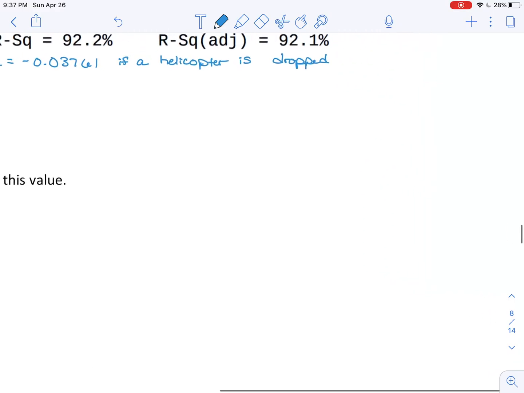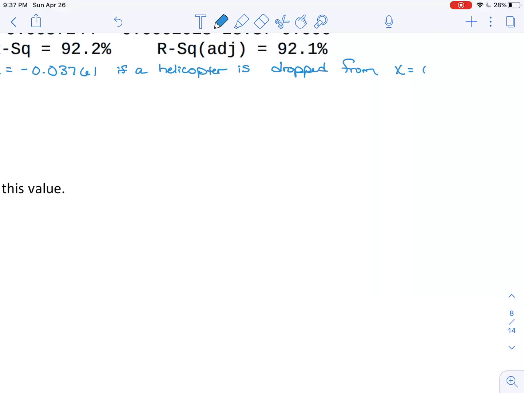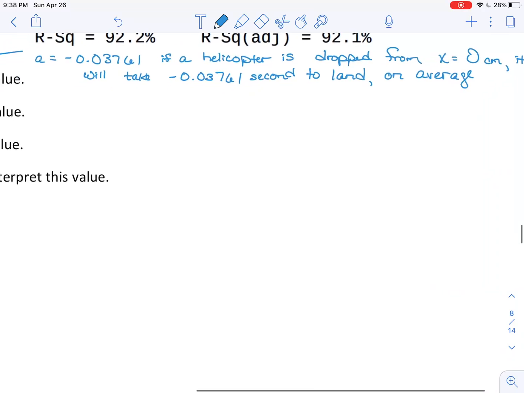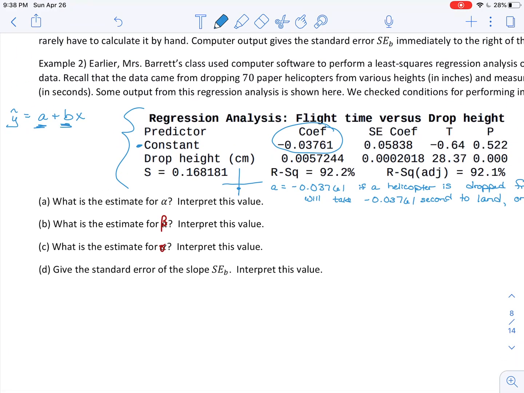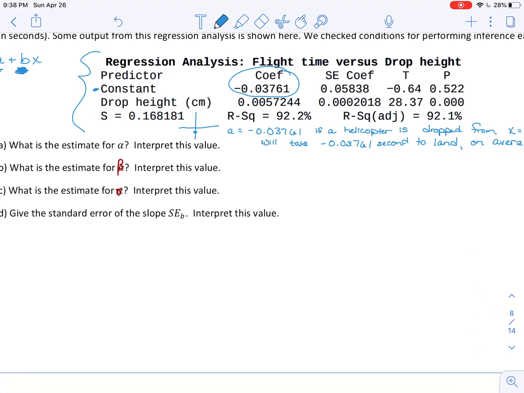So if a helicopter is dropped from 0 centimeters, so an x value of 0, it will take negative about 4/100ths of a second to land. Now, I'm going to put that this is what it's going to take on average. Remember when we talk about our population, the slope, the y-intercept is average flight times for this, not the actual flight times. You could also talk about the predicted flight time, but most of the time when we're talking about our population, we're going to go with the average.